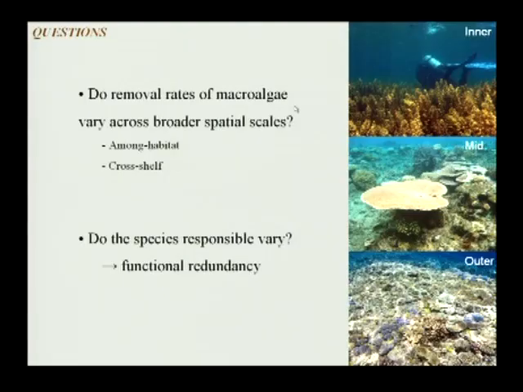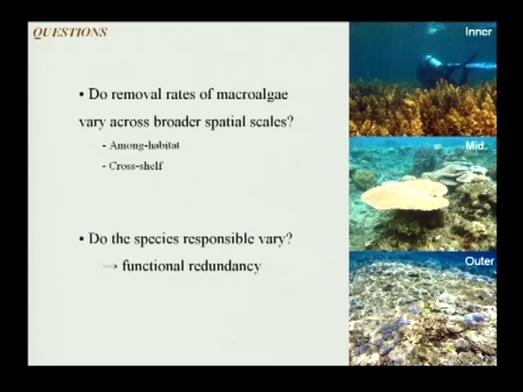So that moves on to the research. Some of the research questions that I was addressing for my PhD is looking at those broader scale patterns. Specifically, what I'm going to talk about today is, do the removal rates, or the process of macroalgal removal, vary across those broader spatial scales, specifically among habitats on a mid-shelf reef and then across the entire continental shelf? But perhaps more importantly, identifying the species that are actually doing that job.